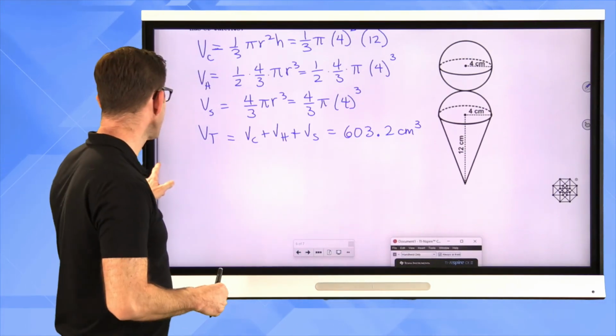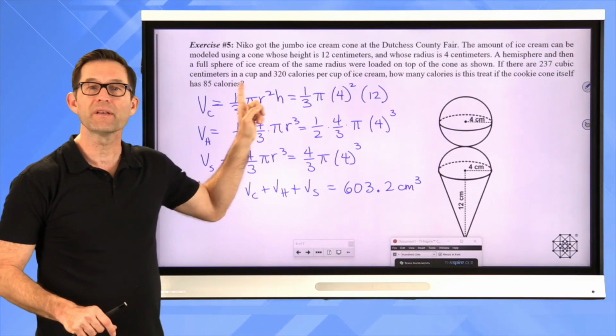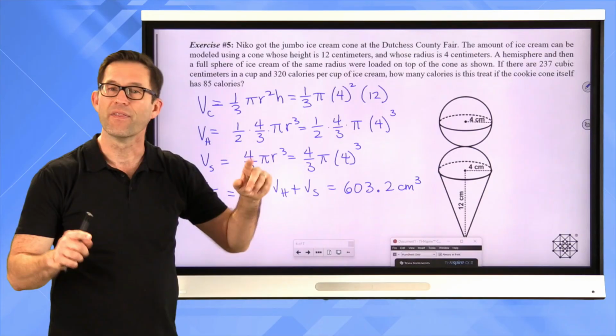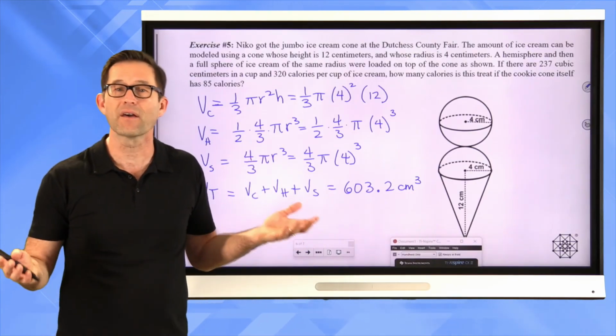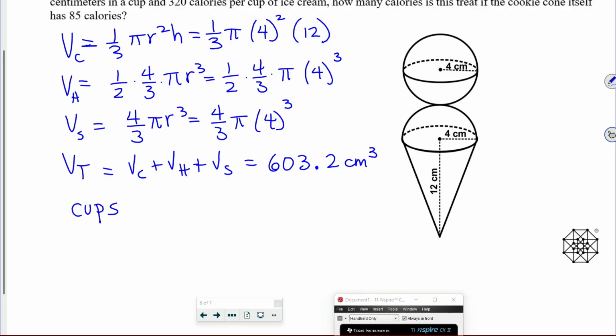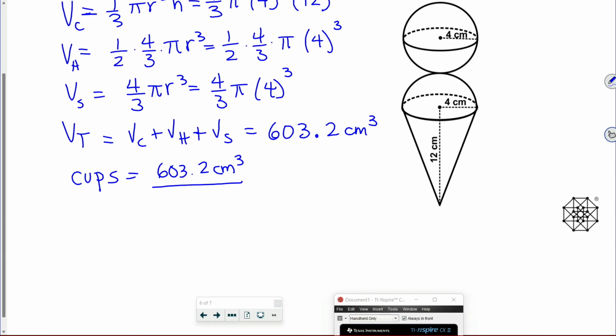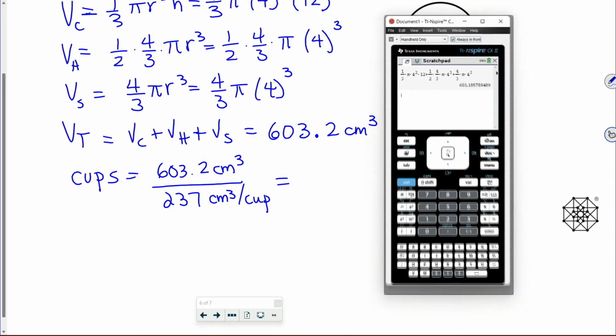But we want to know how many calories this treat has. We know that there are 237 cubic centimeters in a cup, right? So the next thing we need to do is figure out how many cups of ice cream we have, right? So the number of cups is going to be our 603.2 cubic centimeters divided by that conversion, right? Which is 237 cubic centimeters per cup. Right? We all kind of have a sense, hopefully, for what a cup is in terms of size.